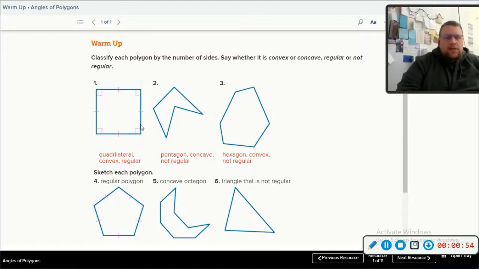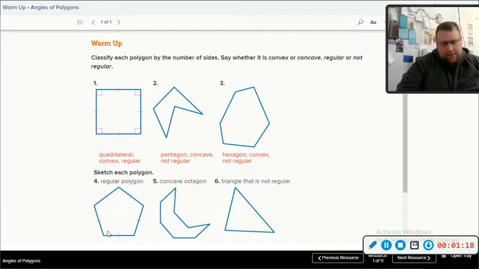Okay? So this is a pentagon. It is not regular. These sides are clearly different in length, and it is concave in. This is a hexagon. It's 1, 2, 3, 4, 5, 6-sided. It is convex because they are straight, but it is also not regular because these sides are of different lengths. A regular polygon, well, this is just a regular pentagon right here.